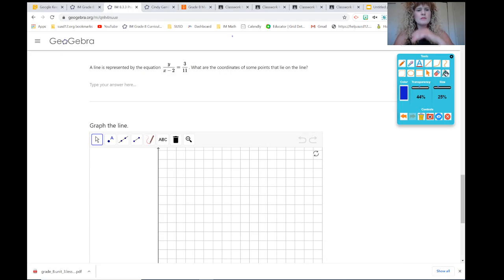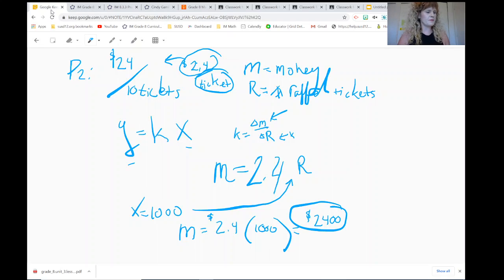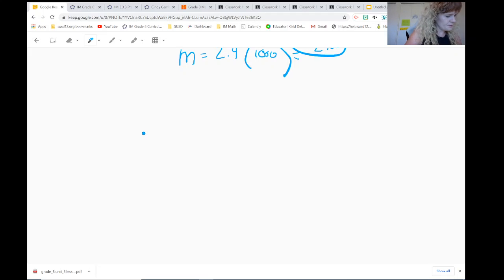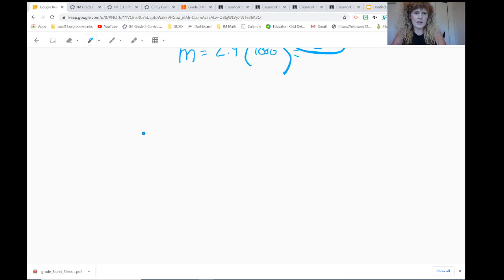A line is represented by the equation y divided by x minus 2 equals 3 over 11. What are the coordinates of some of the points on the line? Okay, we definitely need to go to our notes for this one. We're going to need to write down some information. Let me go down. I think this was problem 4, wasn't it? Something like that, problem 4. Make sure you label it in your notes.